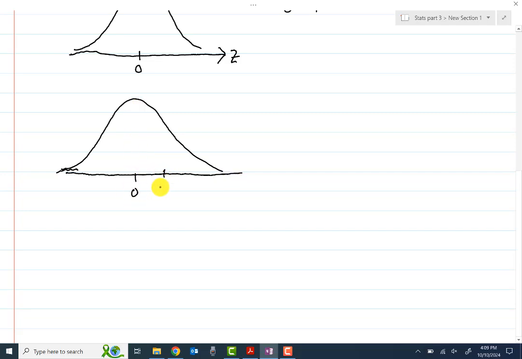So I'll draw roughly the same thing again, 0. If I go out to 1 and back to -1, so I'm going left 1 standard deviation and I'm going right 1 standard deviation, if I draw vertical lines so that I intersect here, the area of that shaded region is about 68%.